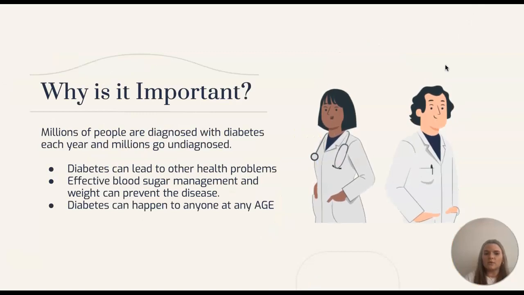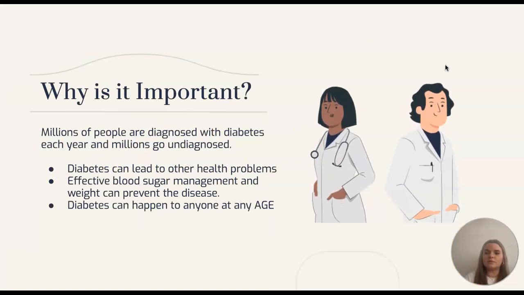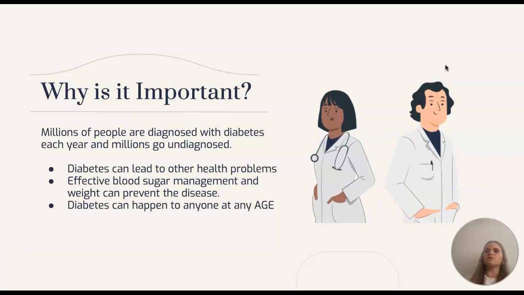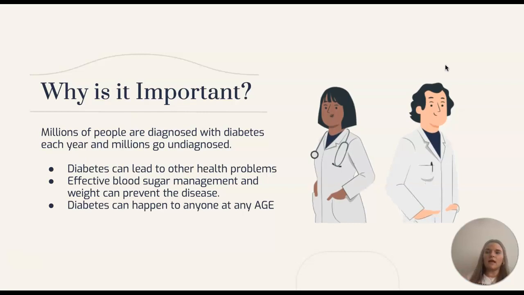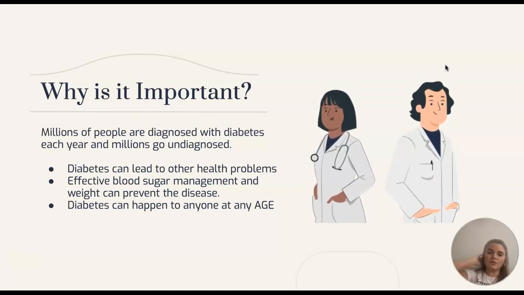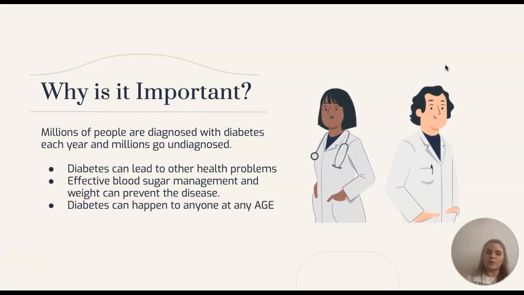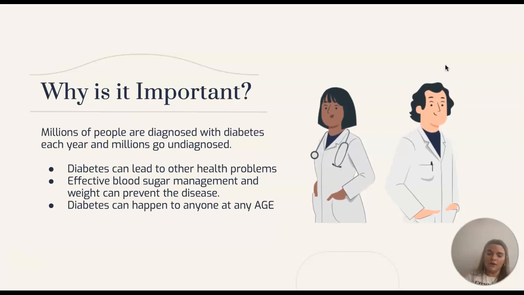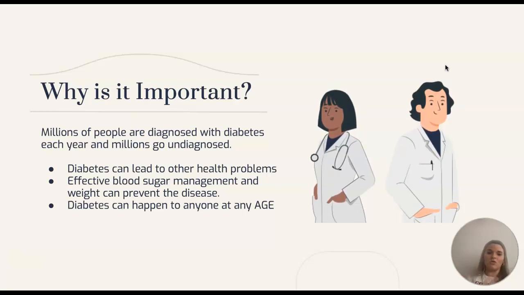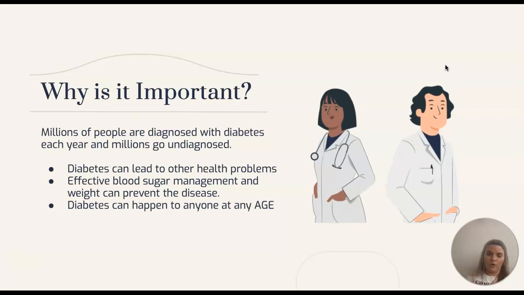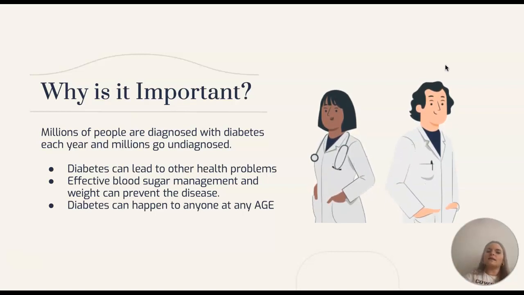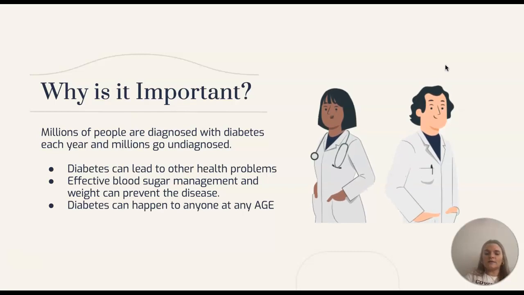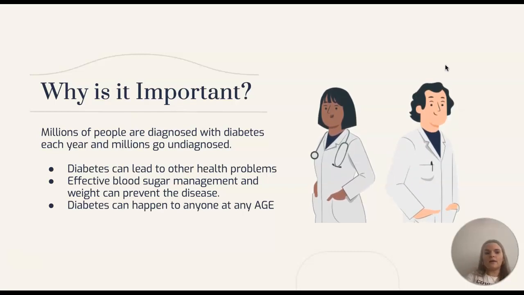Why is it important? Millions of people are diagnosed with diabetes each year, and millions also go undiagnosed. So meaning you can go throughout your daily life still having diabetes issues, but you never know that you do have that, so you're not on the right medication, which also could later lead to more health problems. And then the first point is just saying that it can lead to other health problems, like anything to do with weight, sugar management, heart disease, anything like that.